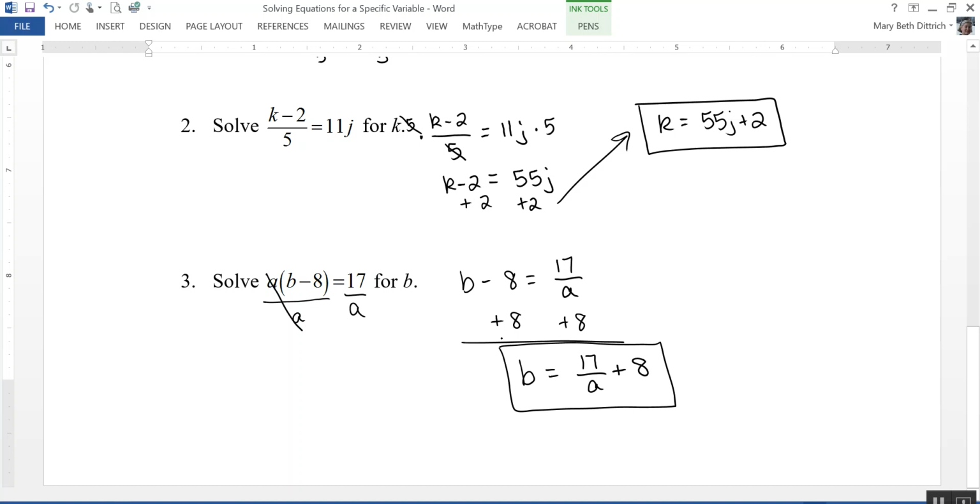So in this video, we took a look at how to solve an equation for a specific variable. You need to identify what variable you're solving for and undo in the reverse order whatever was done to that variable.